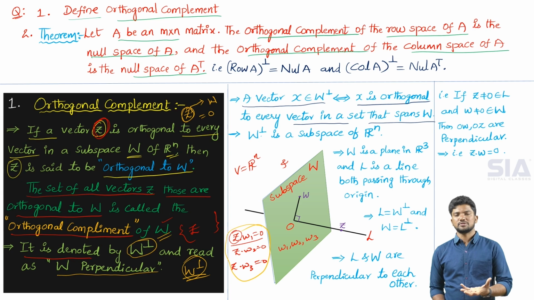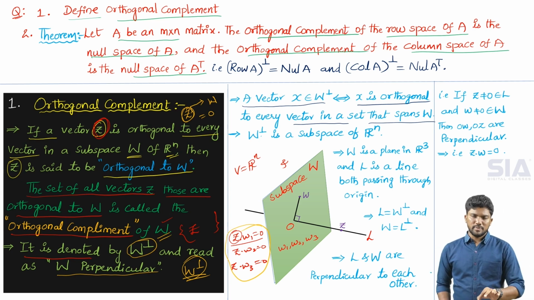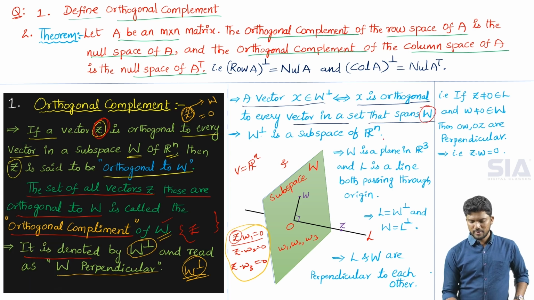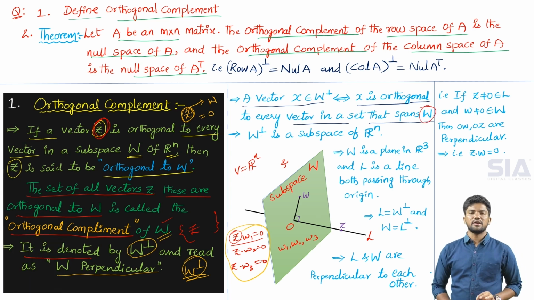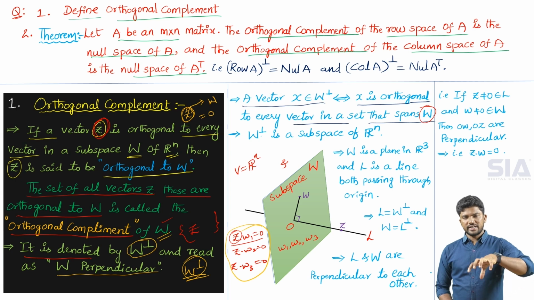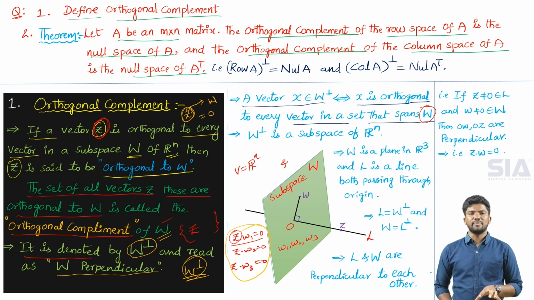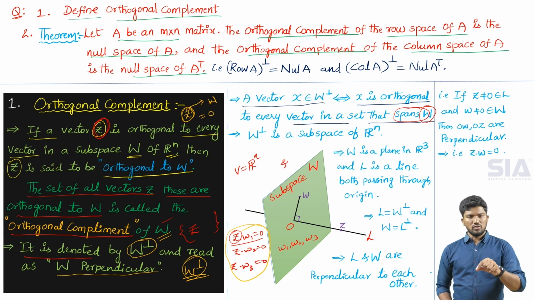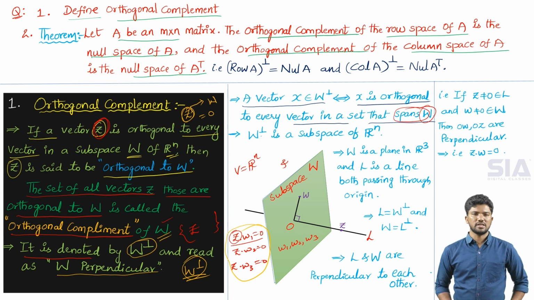Here W is a subspace in vector space Rn. In that subspace there exists a finite number of vectors. Those vectors form a linear independent set. Definitely, why? Because from the previous theorems we can say that those span the given subspace W.